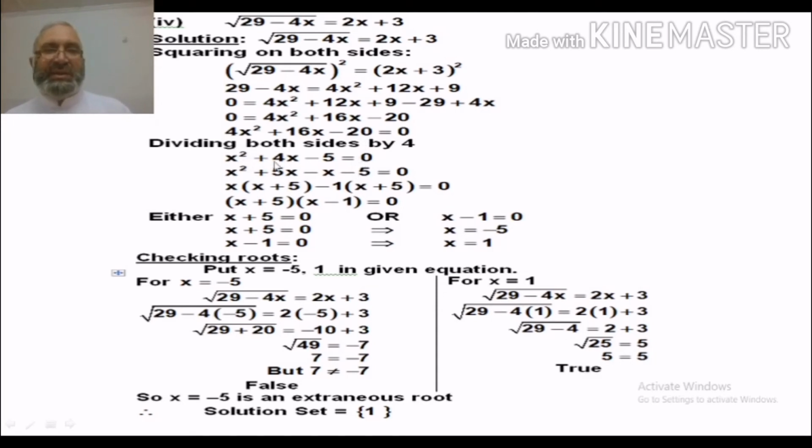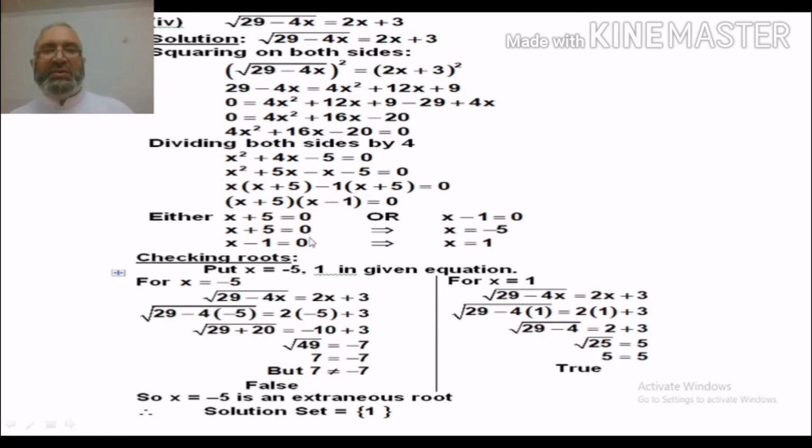Again by factorization, make factors by splitting plus 4x into 2 terms, plus 5x minus x. So if x is common to the first two terms, we get x plus 5. Minus 1 is common to the next two terms, we get x plus 5. So we get x plus 5 into x minus 1 equal to 0. Either x plus 5 equal to 0 or x minus 1 equal to 0.